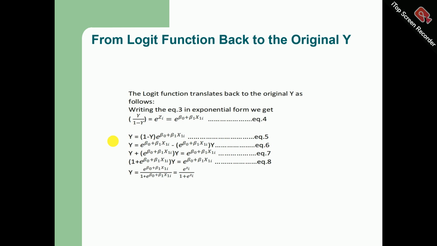That is e raised to the power beta naught plus beta 1 x1, and we can take y common, that is 1 plus e raised to the power beta naught plus beta 1 x1i times y is equal to e raised to the power beta naught plus beta 1 x1i, and we can write y is equal to e raised to the power zi divided by 1 plus e raised to the power zi. So this is how we can write the Logit function and the original y function back from the Logit function.